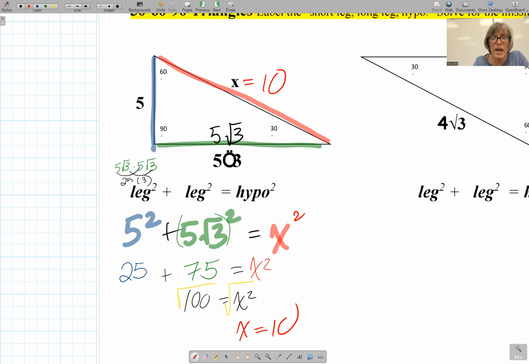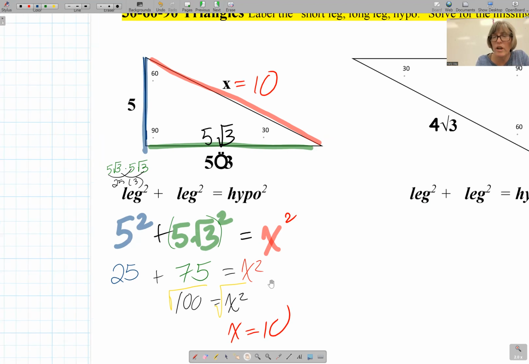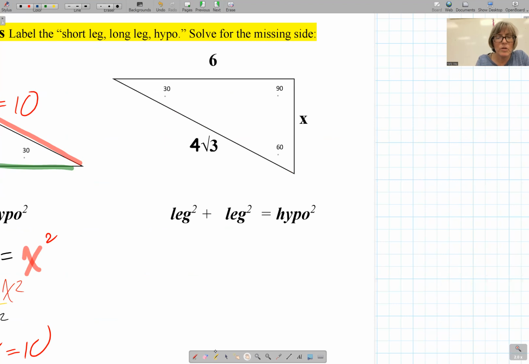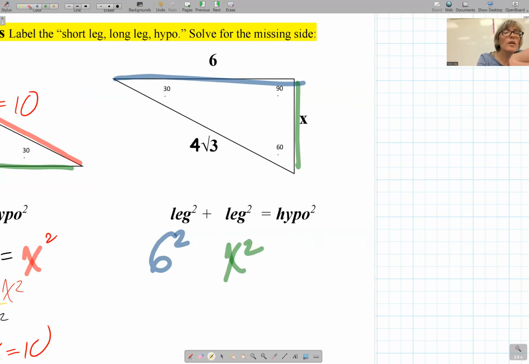On the right-hand side, let's do another. Again, a 30, 60, 90 triangle. This is called a special right triangle as well. So let's see what we have here. We have one leg of 6. Another leg, which is unknown. And our hypo is 4 root 3 squared.